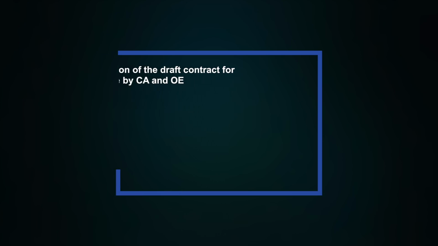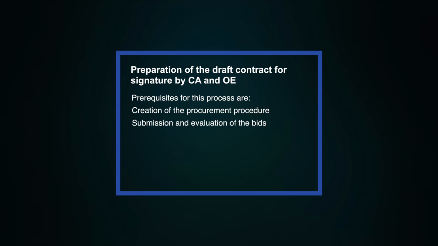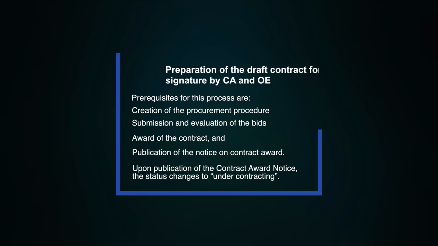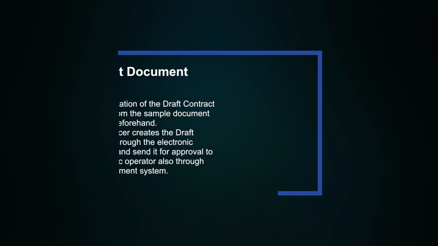Preparation of the draft contract for signature by CA and OE. Prerequisites for this process are: creation of the procurement procedure, submission and evaluation of the bids, award of the contract, and publication of the notice on contract award. Upon publication of the contract award notice, the status changes to under contracting.